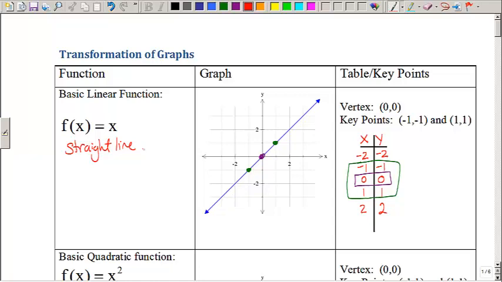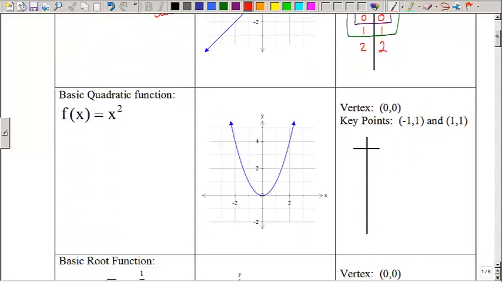Now this basic linear function, f of x equals x, we covered heavily in the linear functions lesson. And although it's one of our basic functions, we're pretty much going to be leaving this one to the methods that we used in the linear functions lesson. The other 5 you're definitely going to have to memorize. So let's look at the next one.